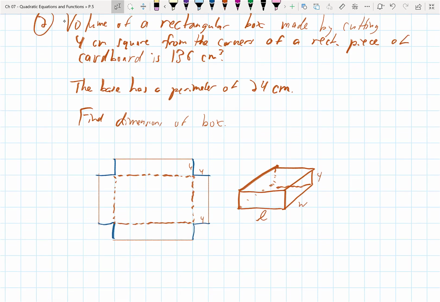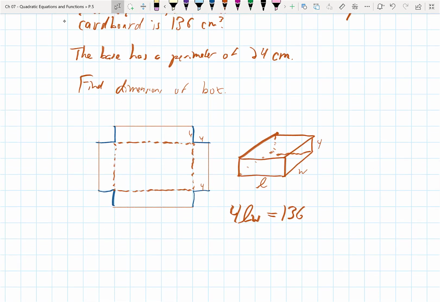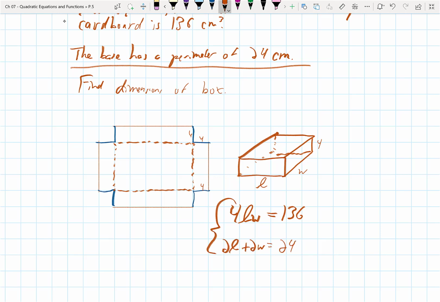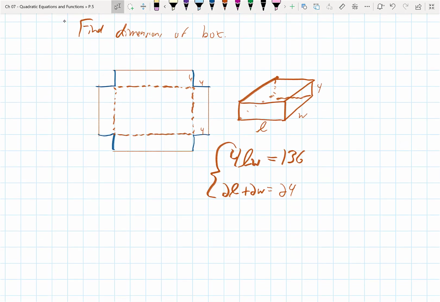And let's create a volume equation and any other equations we can do. So it says the volume is 136. Volume is length times width times height. 4LW is 136. And then it says the base has a perimeter of 24 centimeters. Perimeter is 2 L's and 2 W's, and that is 24. And we have a system of 2 equations with 2 unknowns.